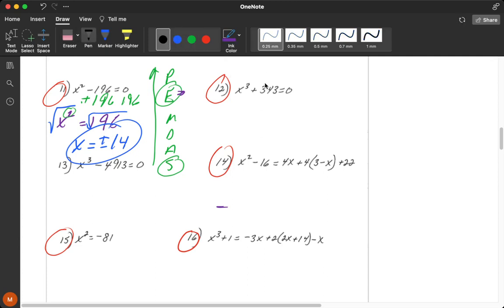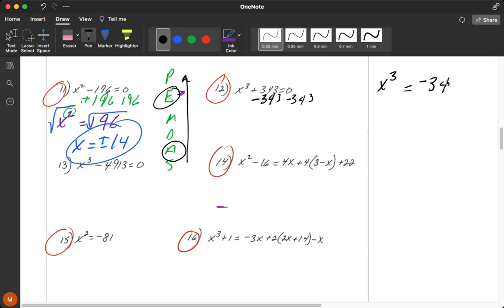Nothing changes if it's a cube. We're still going to follow our PEMDAS in reverse. The only difference is this time, it's not subtraction, it is addition and an exponent. So to get rid of addition first, I'll subtract 343 from both sides. So now we've got x cubed is equal to negative 343. And now when I go to take this root, since it's a cube, I need to take the cube root of it. So that's going to cancel out my power. So x is equal to the cube root of 343, which is 7.